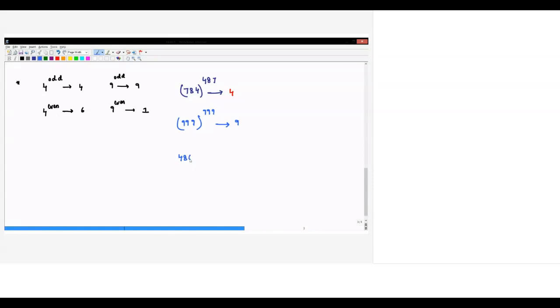4, 8, 6, 7, 9, 7, 6, 9, 8, 4. 9 power even number, so ends with 1. So when it is ending with 4 and 9, you just look at the power whether it is even or odd. If it is even, we just think of 4 power 2 or 9 power 2. If it is odd, we just think of 4 power 1 and 9 power 1 and we'll do it like that. Okay. So we have seen 0, 1, 5, 6, and we have also seen 4 and 9. We are left with only 2, 3, 7, 8.